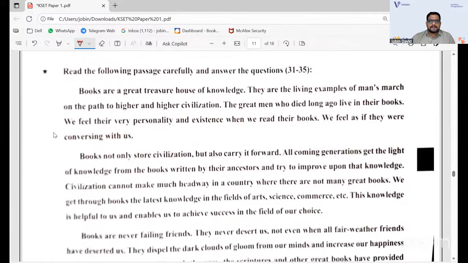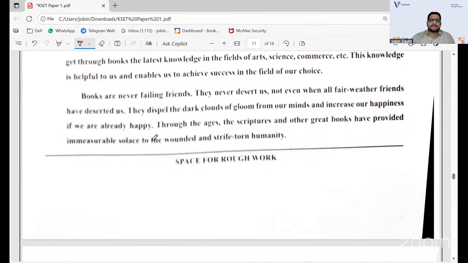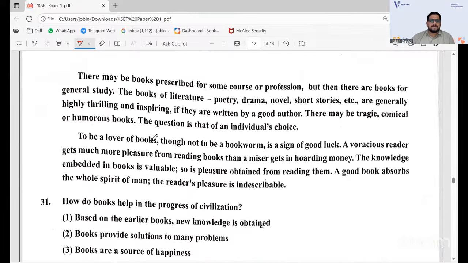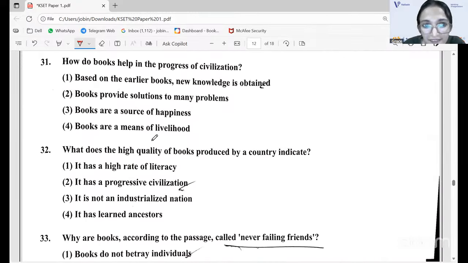And now you have the comprehension passage. Should we read it or should we just go with the options and answer the questions? Yes, you all have read it before, so we just quickly go through the questions.